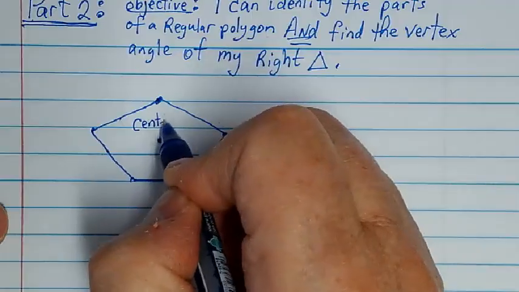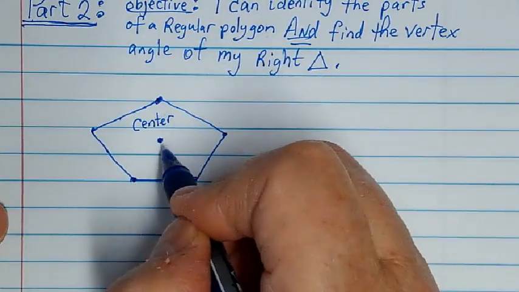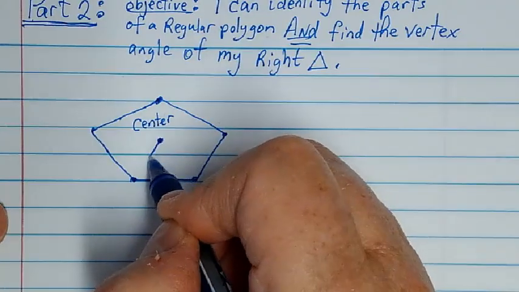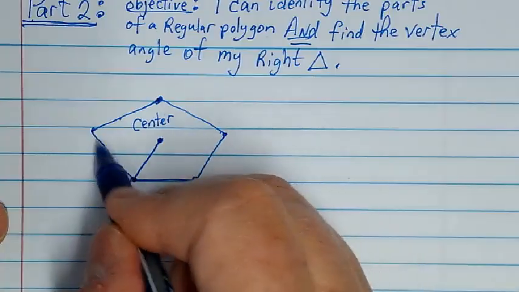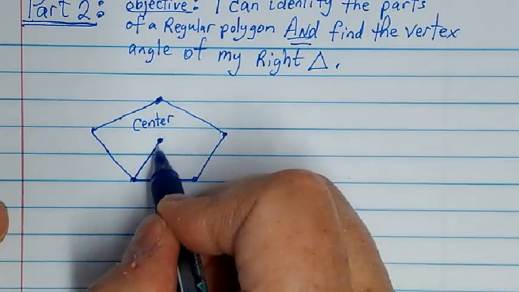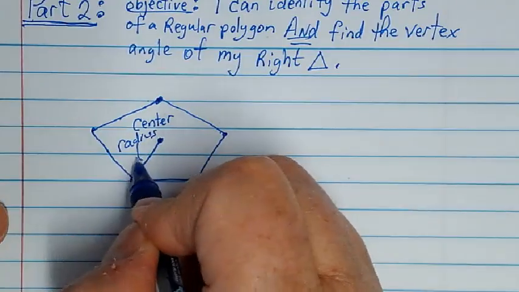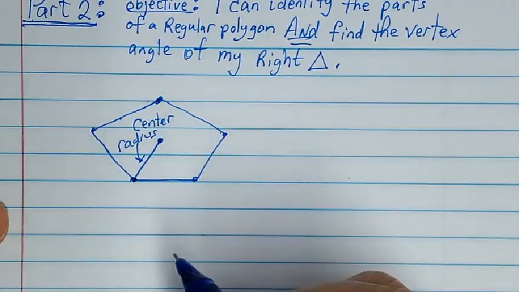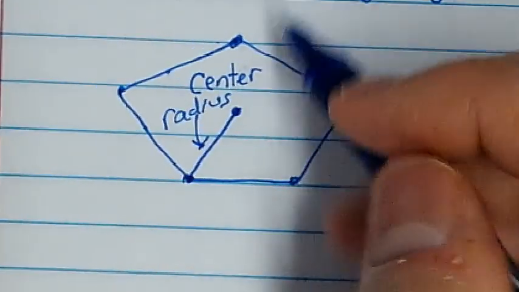It is the center. And if I draw in the line segment connecting the center to a vertex, remember, all these are vertices, that's plural for vertex, this is called a radius. And let me zoom in on that so you can see it better.